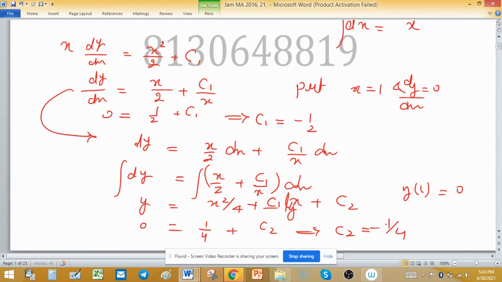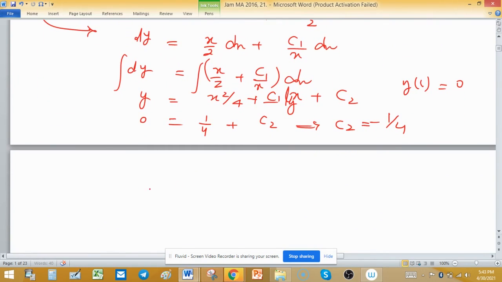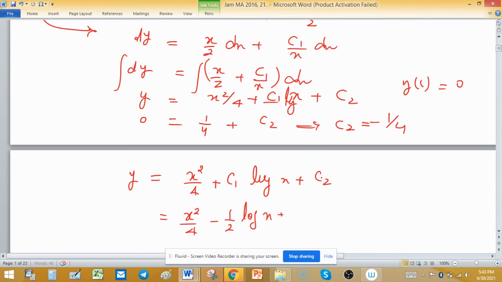Now we have the value of C1 and C2 and the solution. This is the solution: y equal to x square upon 4 plus C1 log x plus C2. This is x square upon 4. Value of C1 is half log x and C2 is minus 1 upon 4. We have to ask about the value at 2.